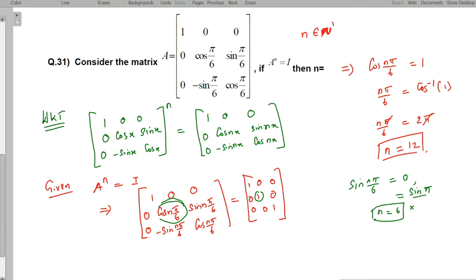But in this function, you can find n is equal to 12 also. If you substitute sine 2 pi instead of sine pi, you may get the corresponding value. But as n is equal to 6 is the minimum value, it is not satisfied in this expression. So for that, I am going to take n is equal to 12 as the smallest value of n that does satisfy this condition, a power n equal to I.